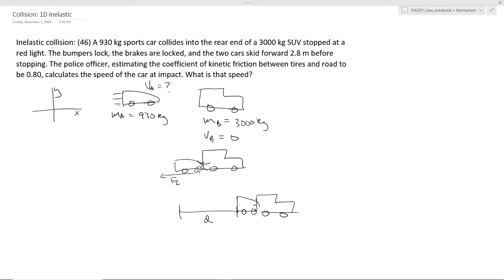So what else do we know? We're going to break this into stages: the first situation before they collide, after they collide but before they've moved, and after they've come to rest. We know this is going to be a completely inelastic collision. They stick together. So if it's inelastic, momentum will still be conserved, but energy will not.